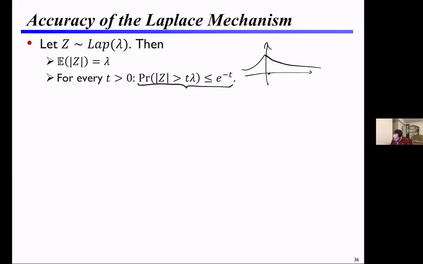The distribution looks like this, and here's lambda roughly. If you go way past lambda, out to t times lambda, then the probability mass that remains up here is at most e to the minus t. In fact, pretty much exactly e to the minus t.